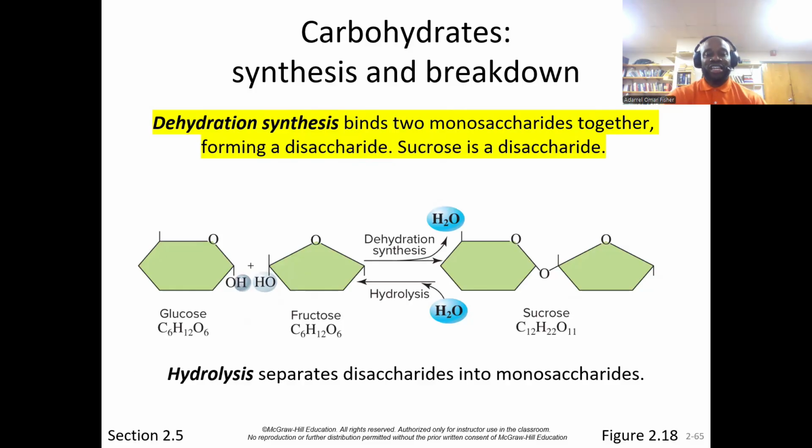Hydrolysis separates the disaccharide. Dehydration synthesis binds the two monosaccharides together, forming a disaccharide. Hydrolysis will break the disaccharide into two monosaccharides. So it depends on which way you want the reaction to go.